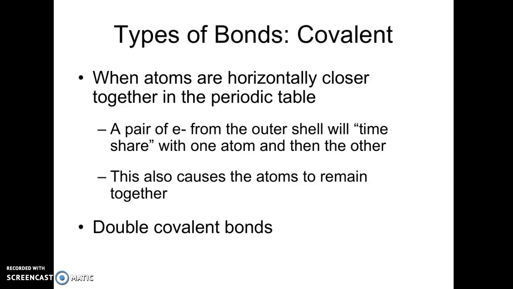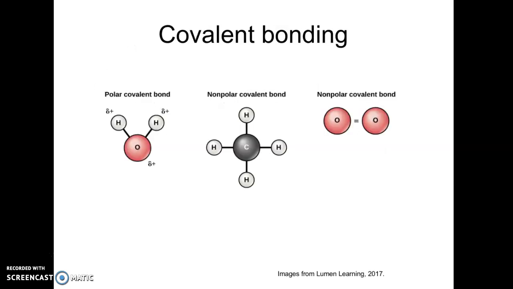So one atom gives usually one electron and the other atom gives another electron, and they share it together so they become stable. However, sometimes we can have triple covalent bonds and double covalent bonds where maybe there's 2 electron pairs shared or 3 electron pairs shared. That definitely can happen. But here's some examples of covalent bonds.